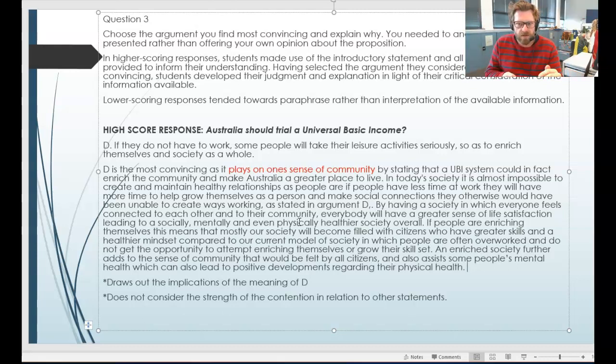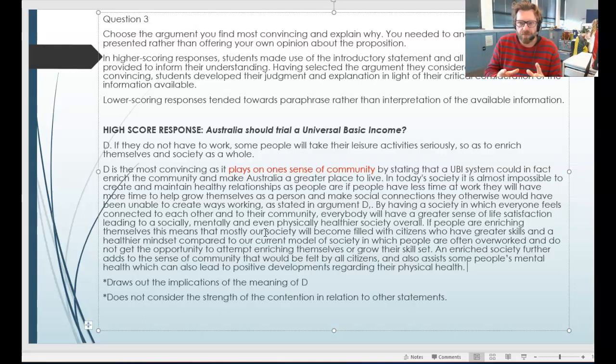Okay, it's saying by having a society in which everyone feels connected, then everyone will have a greater sense of life satisfaction. Then this means we'll have a socially, mentally, and even physically healthier society. You can see how they're saying if this, then this will occur, and this is good because this will lead to that other thing. Therefore, we can say on a whole that this is the best reason why we should have a universal basic income.